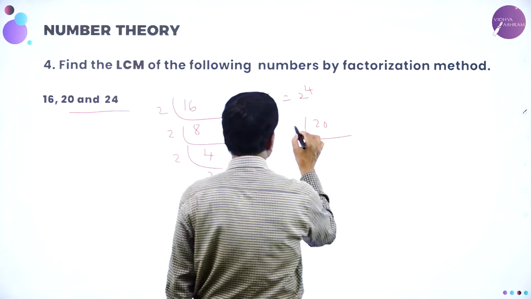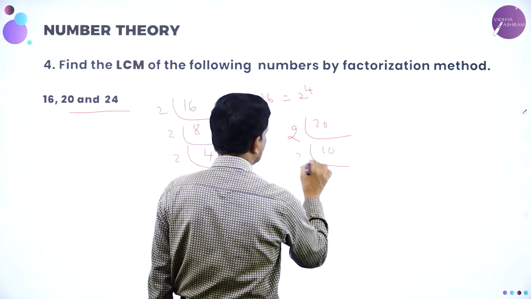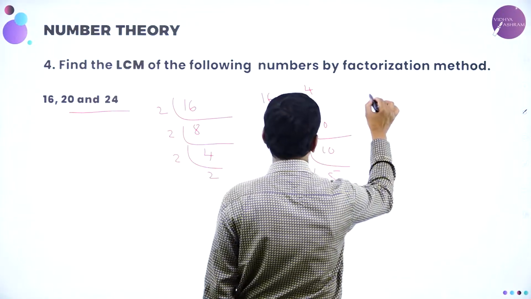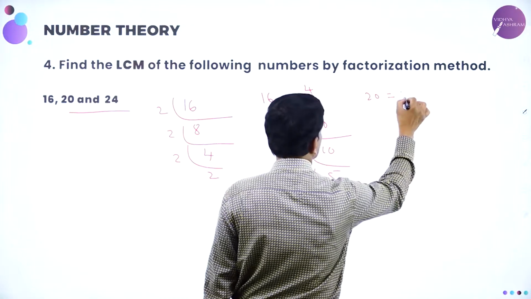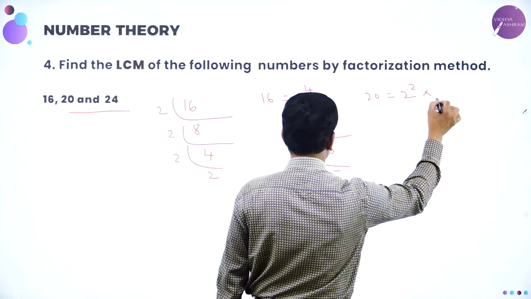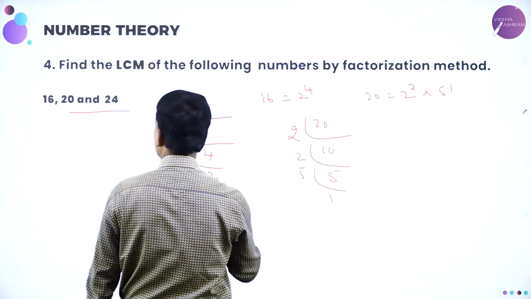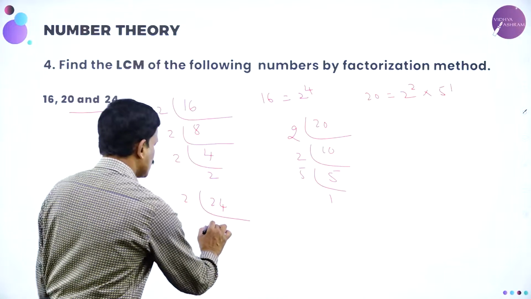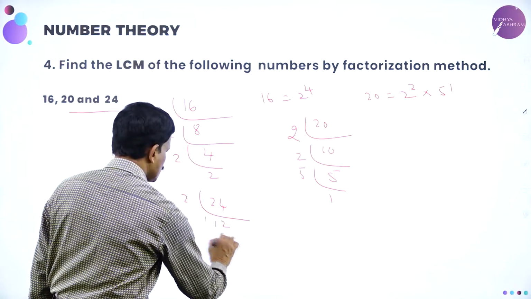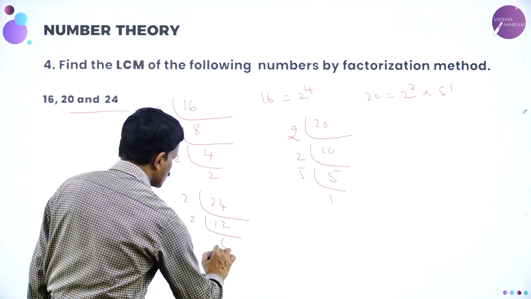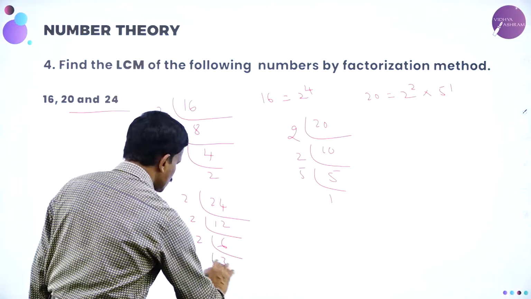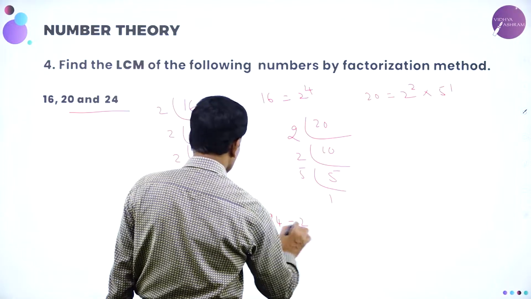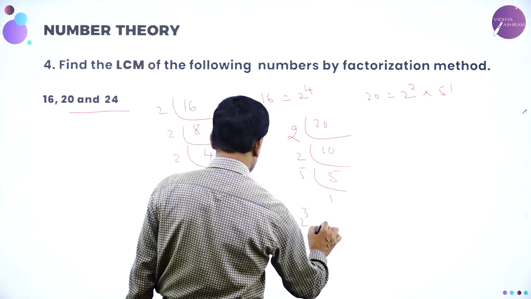20 can be factorized as 2 10s are 20, 2 5s are 10, 5 1s are 5. So therefore 20 can be written as 2 square into 5 to the power of 1. Similarly 24 can be written as 2 12s are 24, 2 6s are 12, 2 3s are 6, 3 1s are 3. So therefore 24 can be written as 2 cube into 3 to the power of 1.